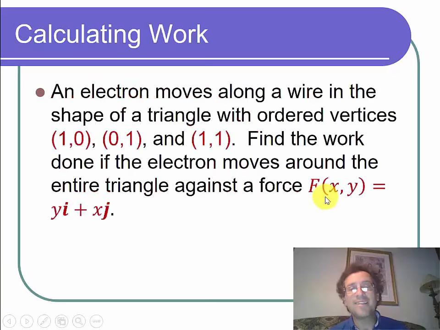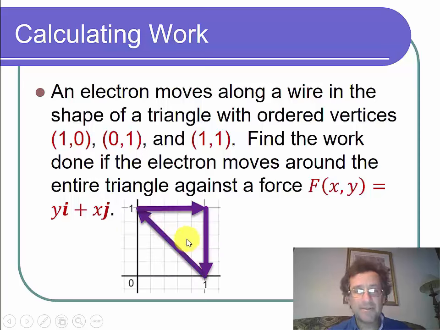So now let's look at an example. Let's suppose we have an electron and it moves along a wire in the shape of a triangle with ordered vertices (1, 0), (0, 1), and (1, 1). Let's find the work done if the electron moves around the entire triangle against a force, F of xy, equal to yi plus xj. Let's draw a little picture.